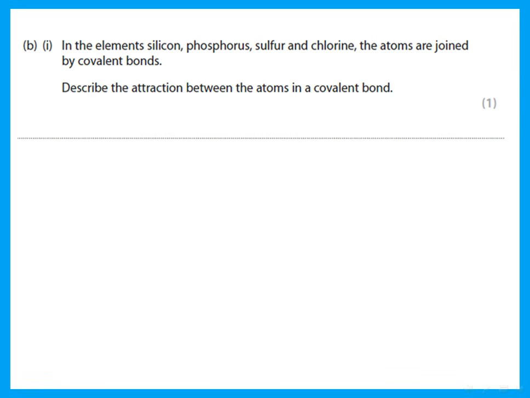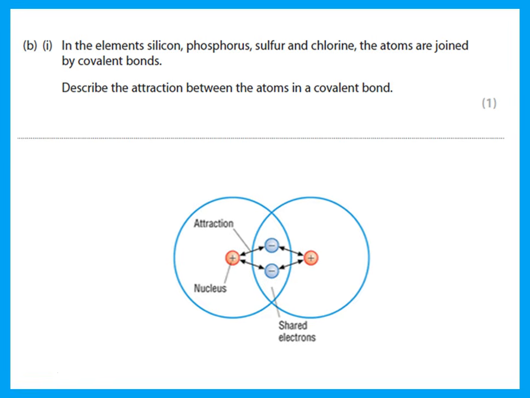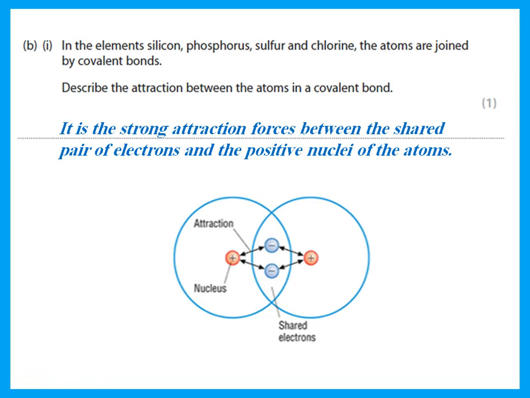Describe the attraction between the atoms in a covalent bond. What is a covalent bond? A covalent bond is the strong attraction forces between the shared pair of electrons and the positive nuclei of the atoms. Please don't say it's a bond between two nonmetals or something like that. The covalent bond is strong attraction forces between the shared pair of electrons and the positive nuclei of the two atoms.